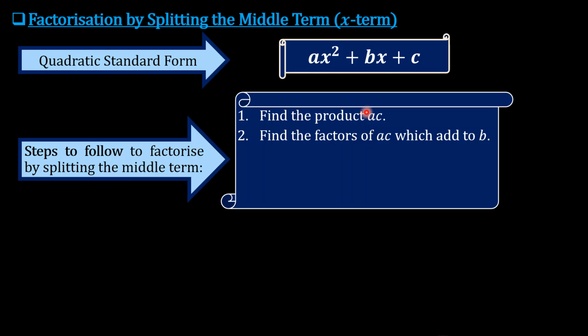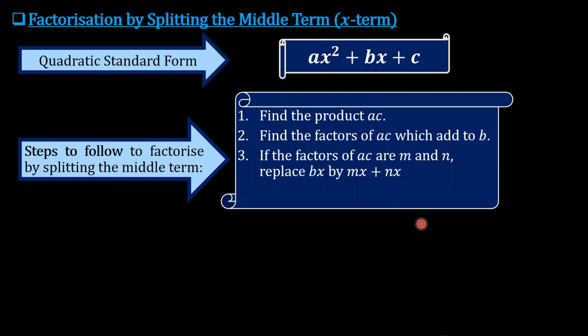So the factors of AC, on addition, we will find B. If the factors of AC are m and n, replace bx by mx plus nx. Finally, group and complete the factorization.